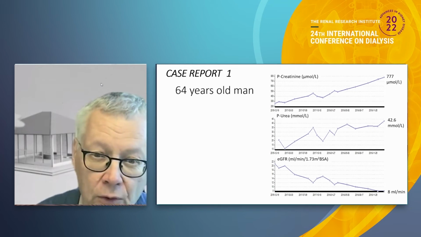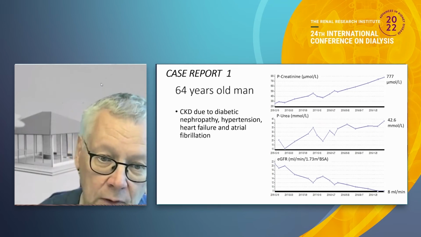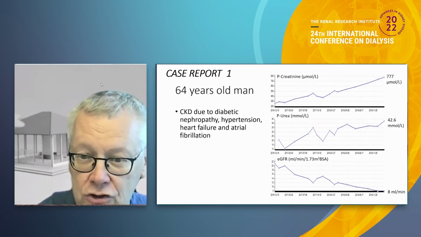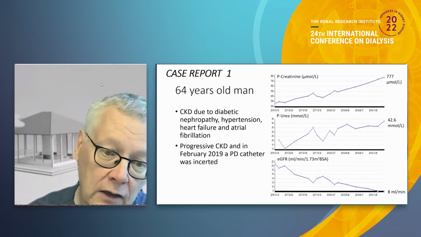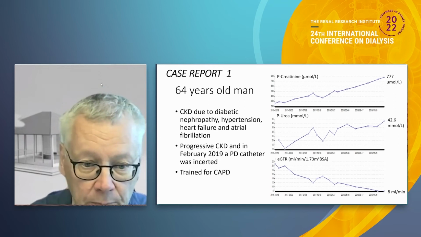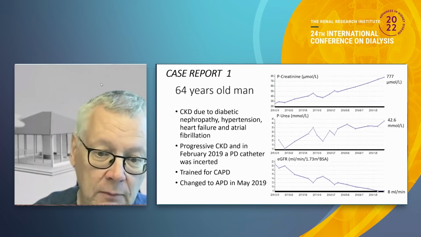This is a 64-year-old man. He had progressive kidney disease due to diabetic nephropathy. He also had heart failure and hypertension, quite a typical patient. In February 2019, he got a PD catheter inserted, was trained for CAPD, and changed to APD in May 2019.